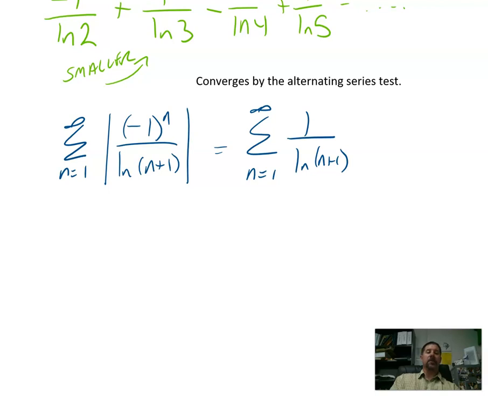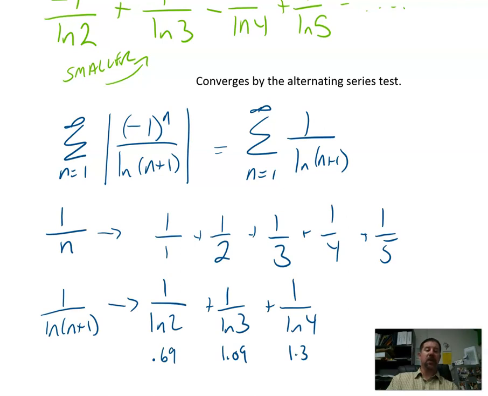It's usually easier. I'm going to try to directly compare it to 1 over n. If I look at these terms, 1 over n is 1 over 1, plus 1 over 2, plus 1 over 3, plus 1 over 4, plus 1 over 5. And I know that this is going to diverge because that is the harmonic series. Over our function, I get 1 over ln2 plus 1 over ln3 plus 1 over ln4. Those decimal equivalents are like 1 over 0.69, 1 over 1.09, 1 over 1.3. So I'm dividing 1 by a smaller number than I am here, which would make my function bigger. So I do know that this is larger than that function right there.